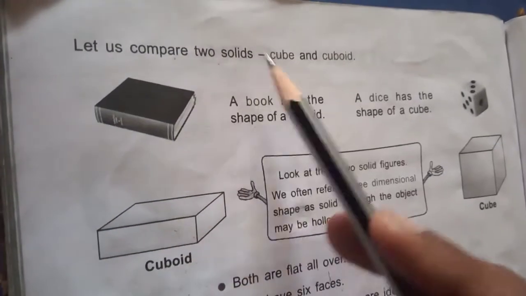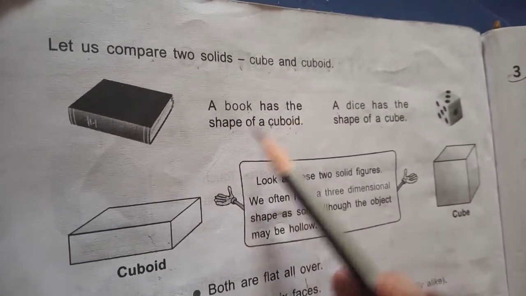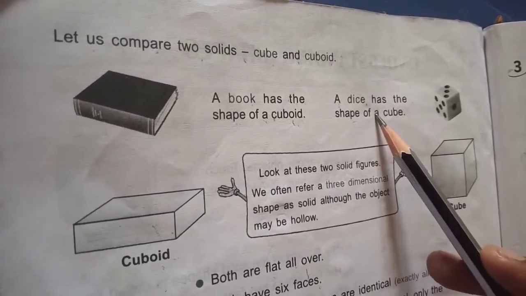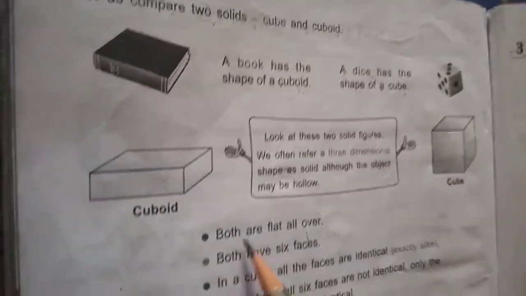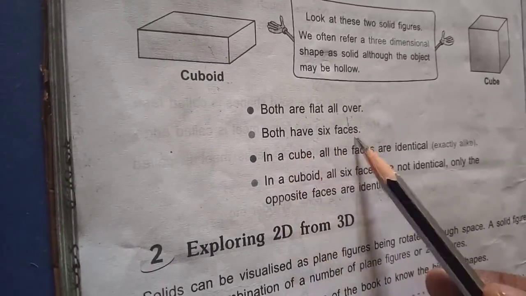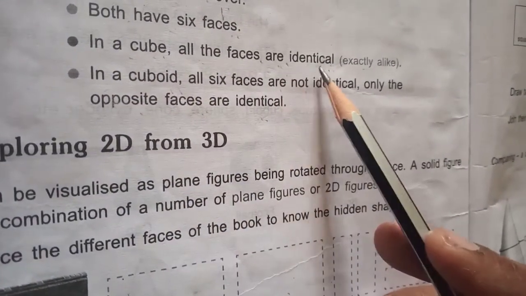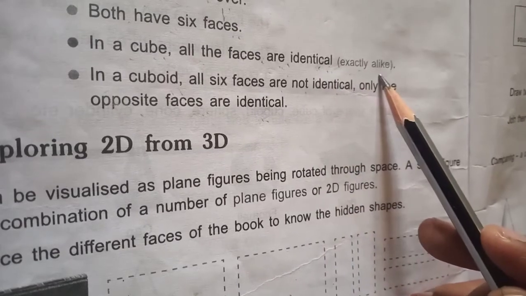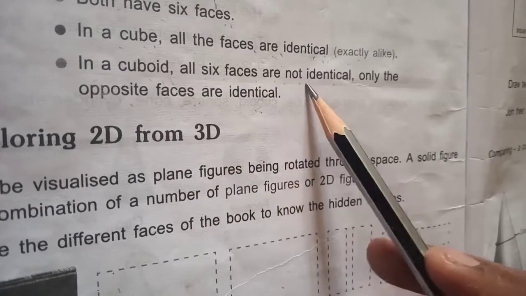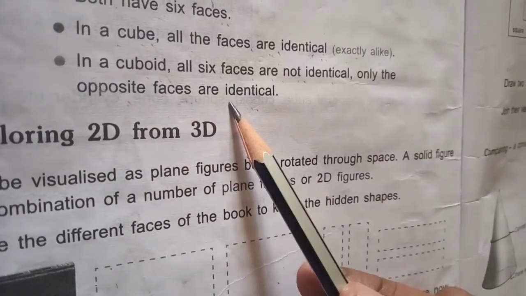Let us compare two solids, cube and cuboid. A book has the shape of a cuboid. A dice has the shape of a cube. Both are flat all over. Both have 6 faces. In a cube, all the faces are identical, exactly alike. In a cuboid, all 6 faces are not identical, only the opposite faces are identical.